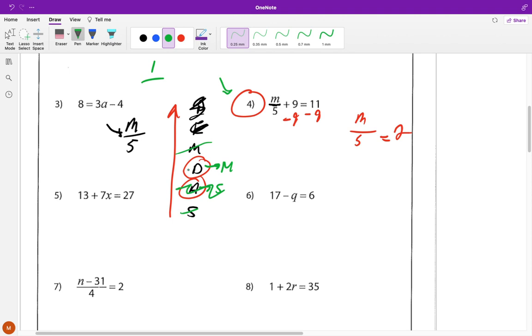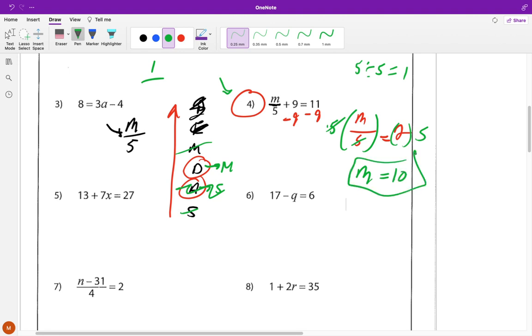So I can cross that out. And now we're going to go to our division. Well, the opposite of division is multiplying. Well, it's m over 5 or m divided by 5. So then I need to multiply each side by 5. Because when we multiply and divide by the same number, well, 5 divided by 5 is equal to 1. So they're going to cancel it out and give us one of our variable. And now 5 times 2 is 10. And that gives us our answer.